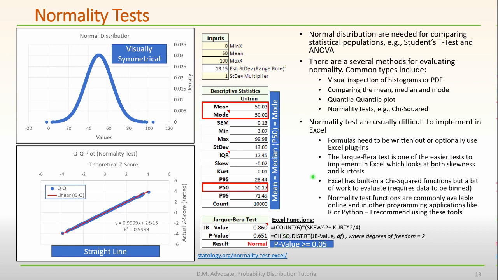Also, Excel has a built-in chi-squared function, but it's a bit of work to evaluate. It requires that the data need to be binned. The normality test functions are commonly available online or in other programming applications like R and Python. I recommend using these tools.